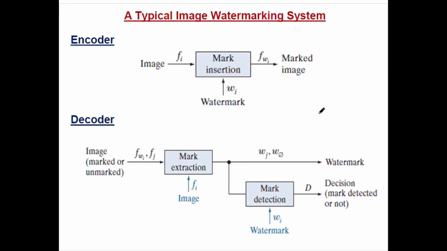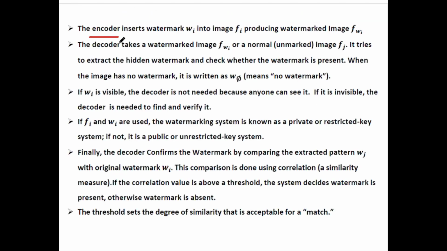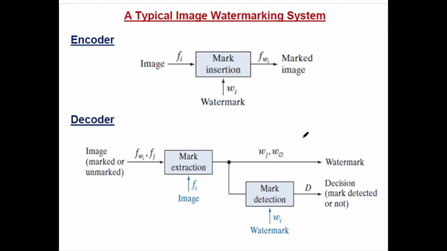Coming to the typical image watermarking system, it consists of two parts, encoder and decoder. If you see the encoder, we have the original image Fi and the watermark Wi. The two are combined to get the watermarked image Fwi. The encoder inserts watermark Wi into the image Fi, producing a watermarked image Fwi. That is the encoder concept.